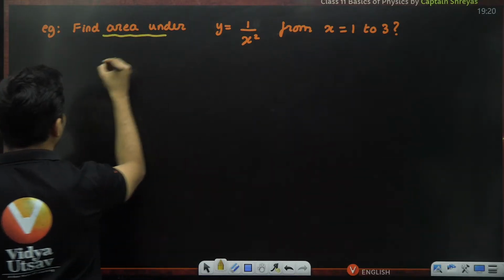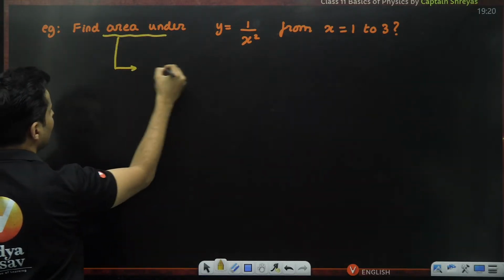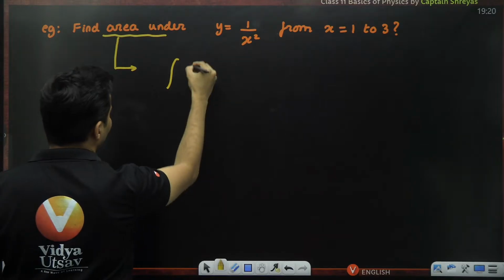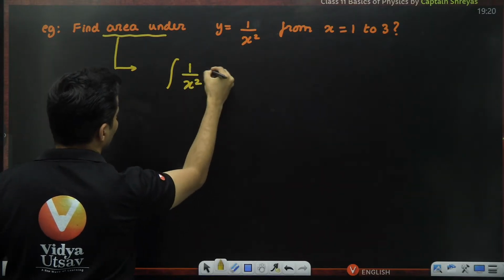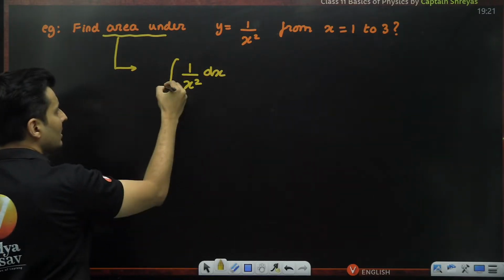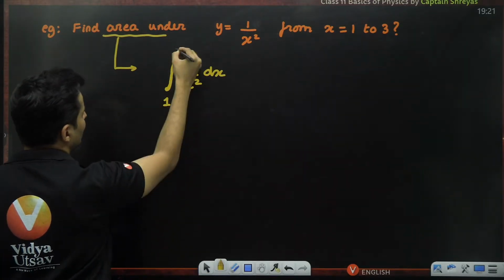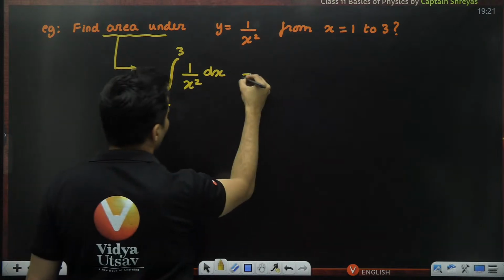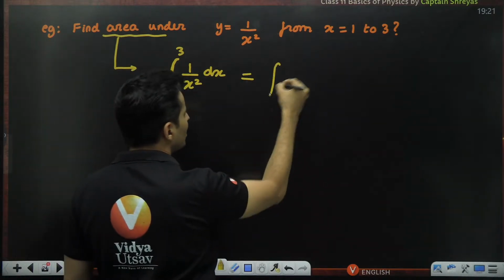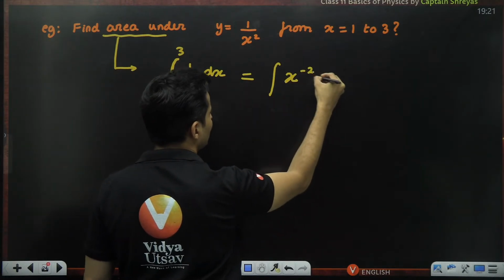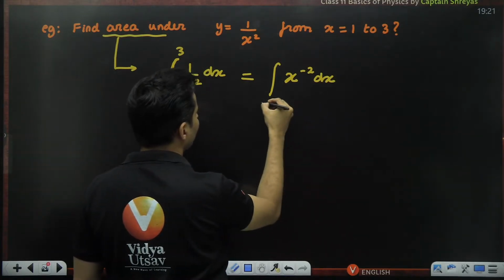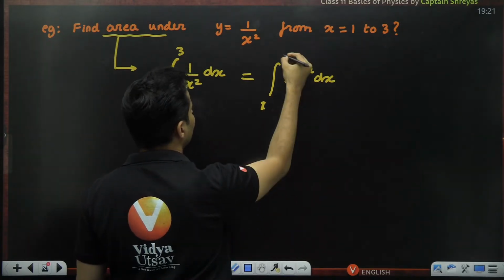I know that the area under any curve is the integration of that function, being 1 by x square, with respect to dx. Limits are from which place to which place? So from 1 to 3. That's all I need to do. This is 1 by x square, so I will put it as x raised to minus 2. That is a better way to do it.